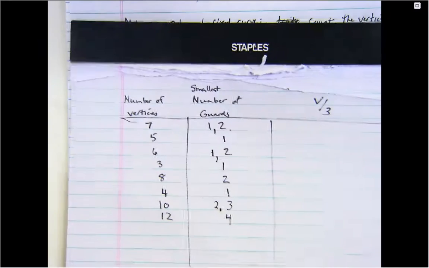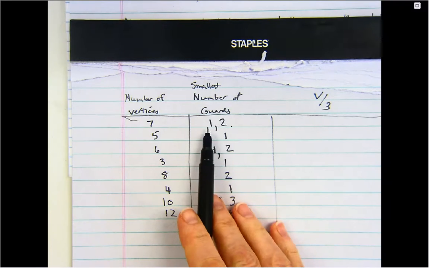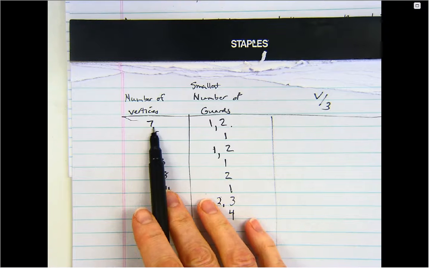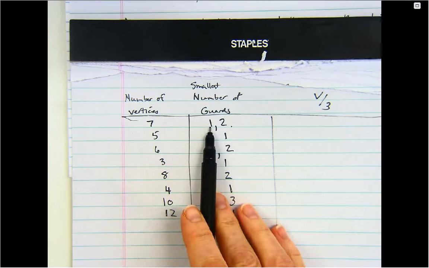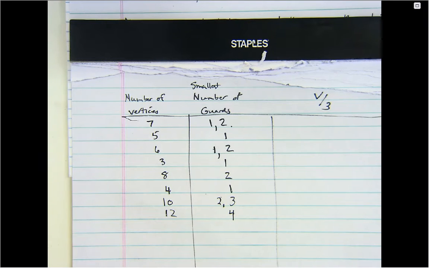So I went around and saw all of you, and you told me how many vertices you had and how many guards you needed. There were a couple people that had 7 vertices, and one of those people had just 1 guard to see everything, and one had 2 guards. So that's why some of these have a couple choices.